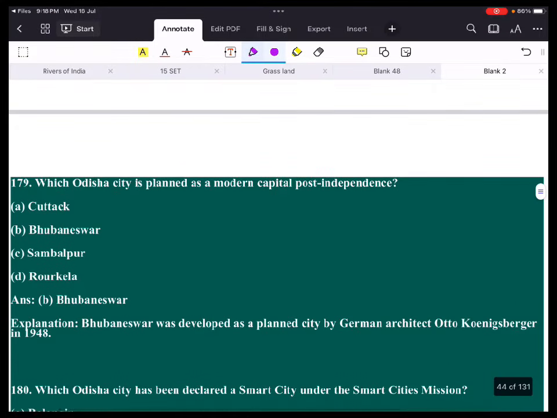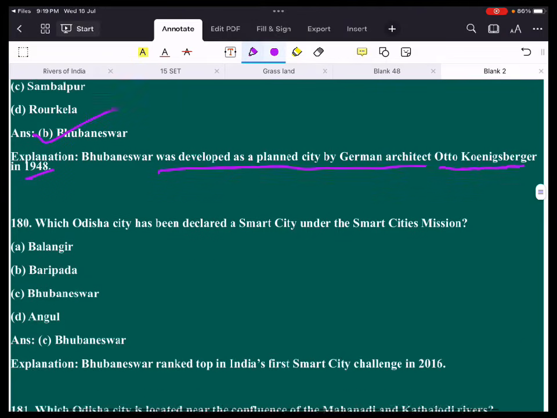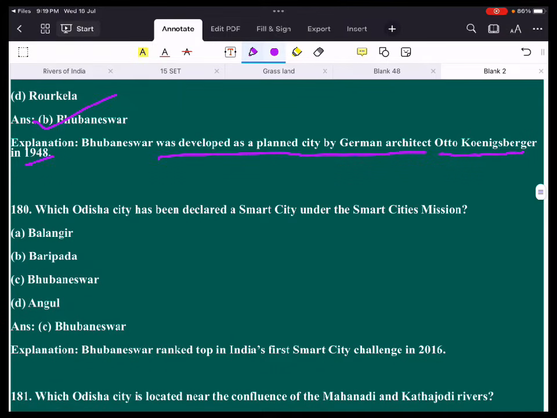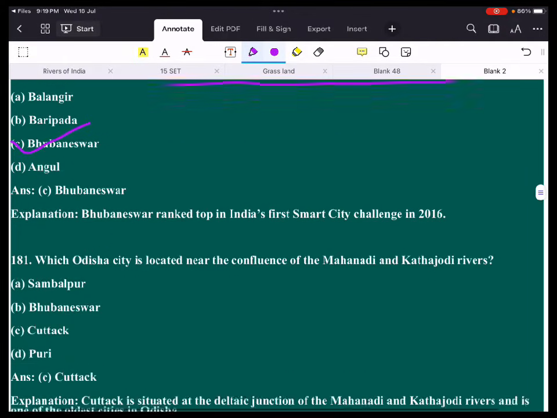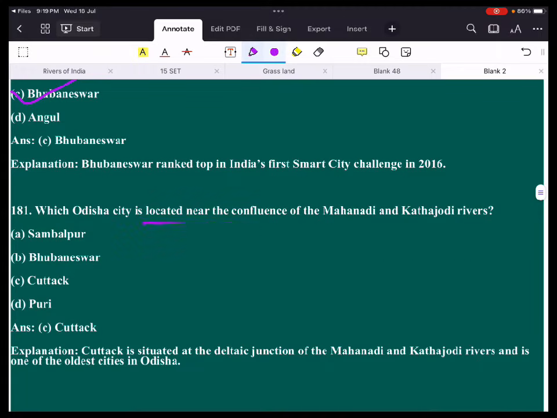Which Odisha city was planned as a modern capital post-independence? That is option B, Bhubaneswar. Bhubaneswar was developed as a planned city by German architect Otto Koenigsberger in 1948. Which Odisha city has been declared a smart city under the Smart City Mission? That is option C, Bhubaneswar. Which Odisha city is located near the confluence of Mahanadi and Kathajodi rivers? It is option C, Cuttack.